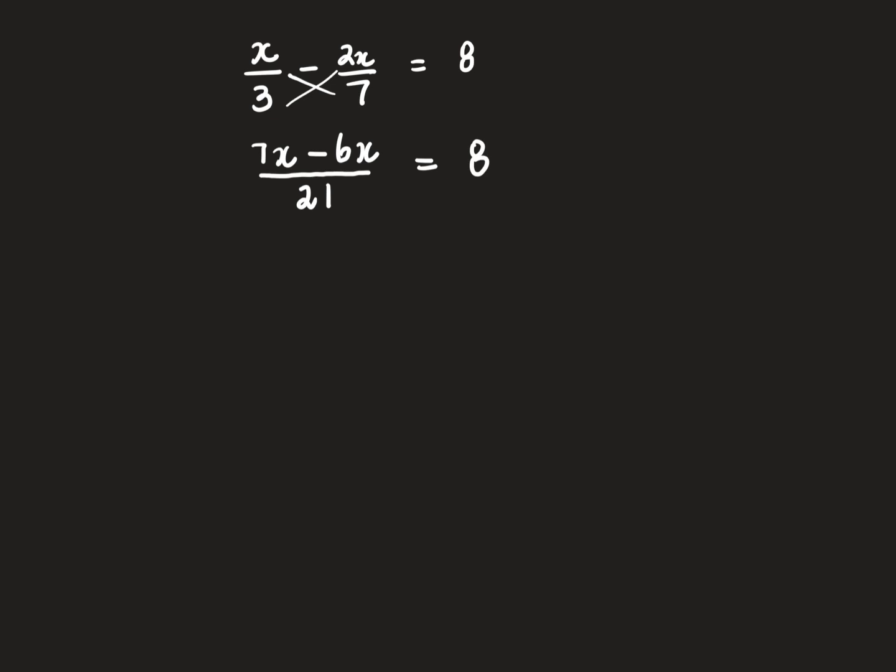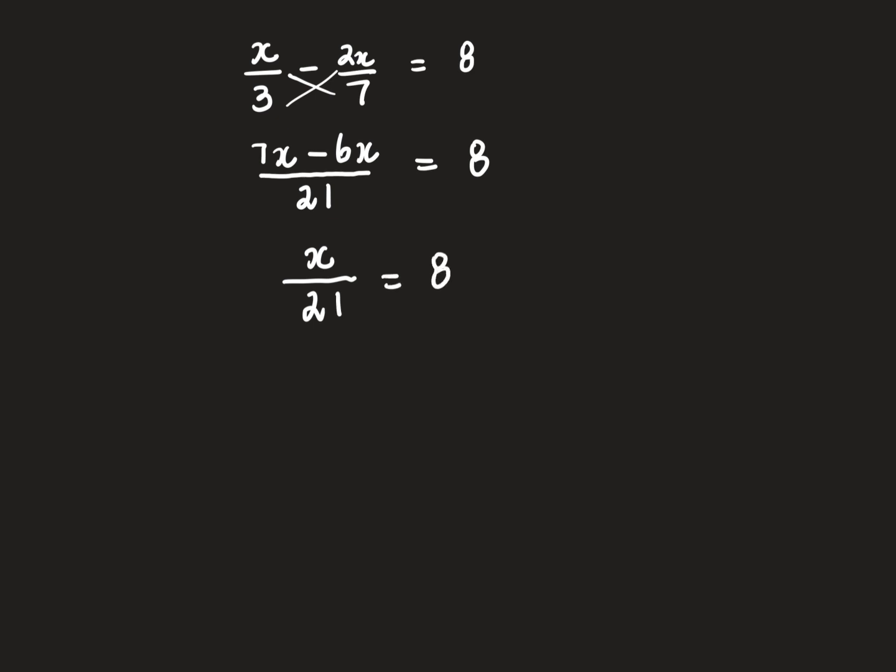Okay, as always, the first job is to find us a new denominator. We say 3 times 7, that's 21. Then we say that times that, 7 times x is 7x, minus that times that, 3 times 2 is 6x. It's going to equal 8. What do we do next? 7x minus 6x just leaves us with x, just 1x, over 21 is equal to 8.